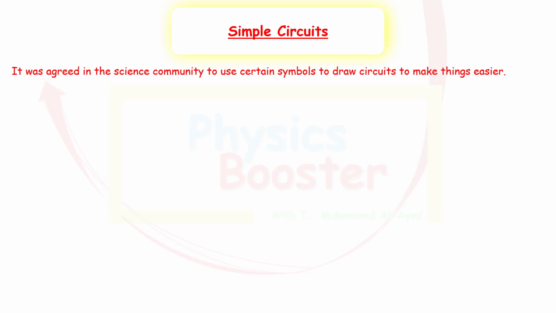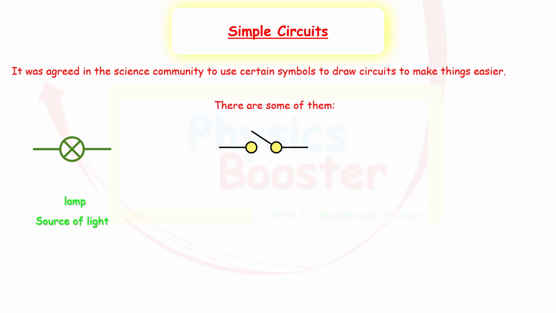To draw a simple circuit, it was agreed in the science community that certain symbols will be used to draw these circuits just to make things easier and known worldwide. So if we want to draw a lamp as an example, we draw it as simply a circle with an X inside it. This means that this is a lamp or a source of light.